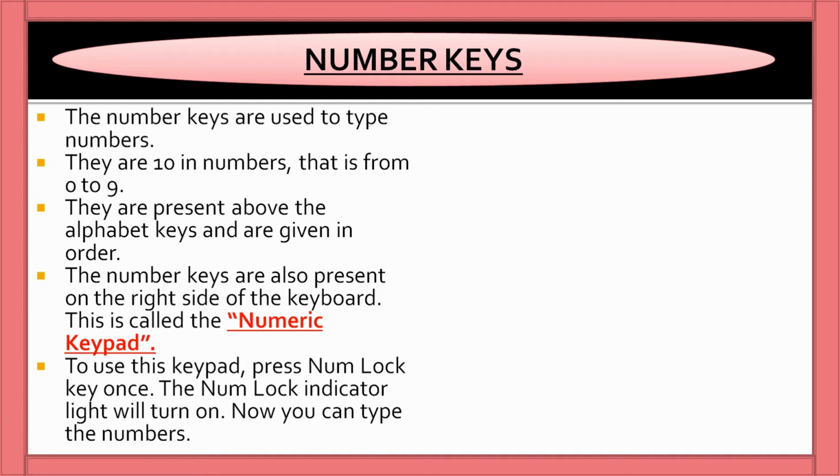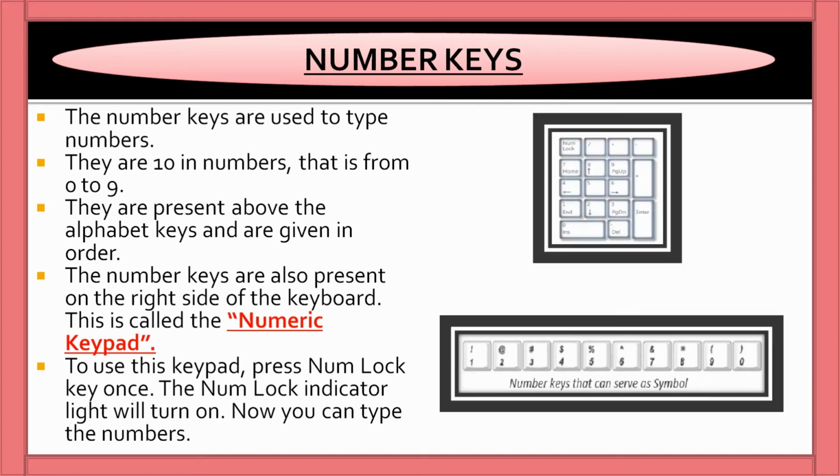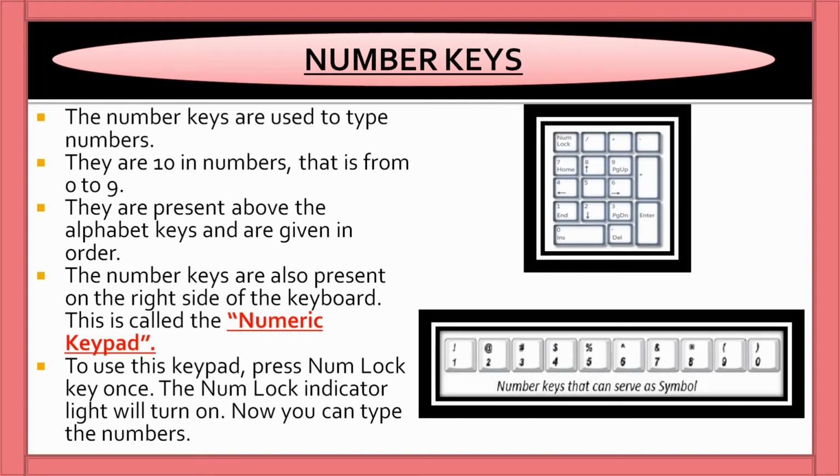This is called the numeric keypad. To use this keypad, press the numlock key once. The numlock indicator light will turn on. Now you can type the numbers. The above diagram is of the numeric keypad that is available on the right side of the keyboard, and the second diagram is of number keys that are present above the alphabet keys.